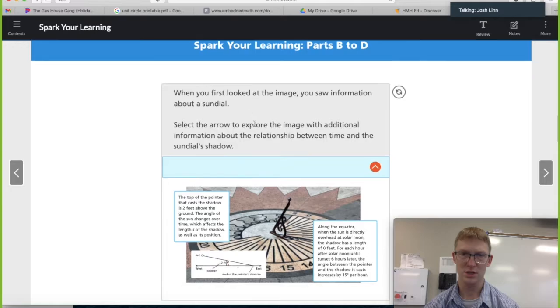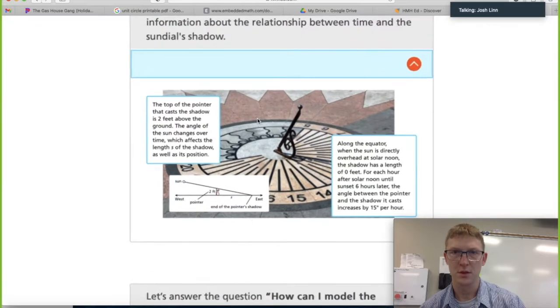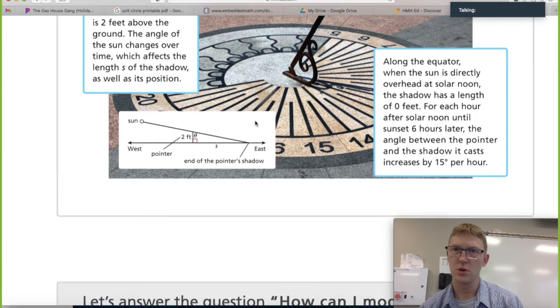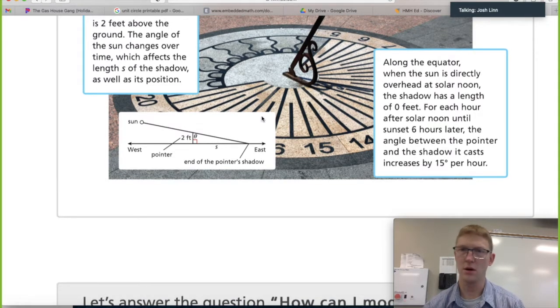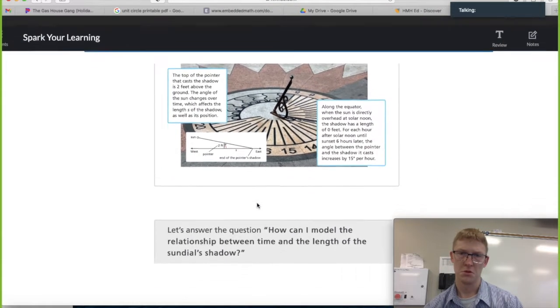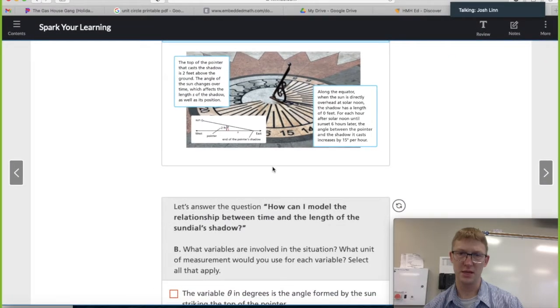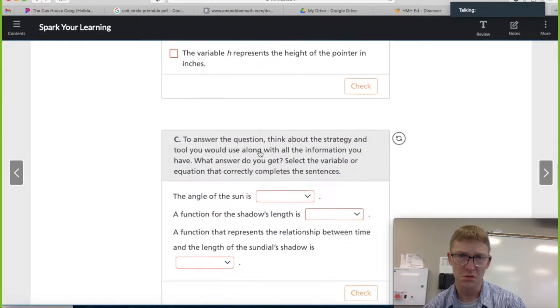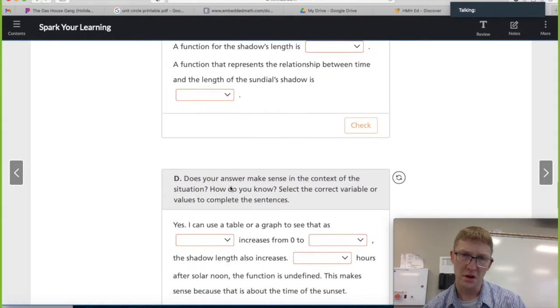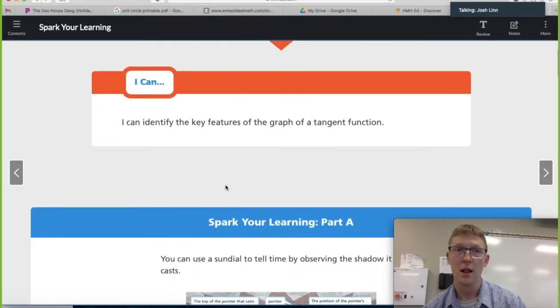What mathematical questions is this going to give us? I'm curious. Along the equator, when the sun is directly overhead at solar noon, the shadow has a length of 0 feet. For each hour after solar noon until sunset 6 hours later, the angle between the pointer and the shadow it casts increases by 15 degrees per hour. I guess that uses tangent, does it? I don't know. Either way, let's go use tangent.